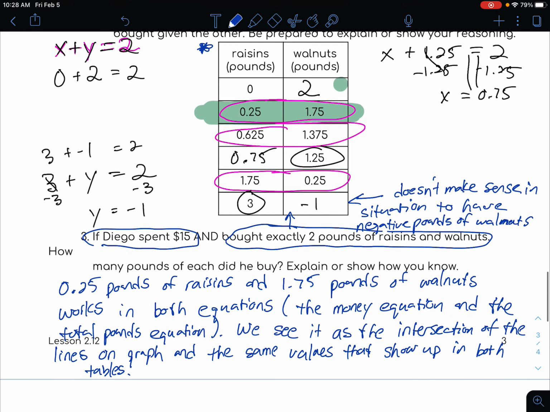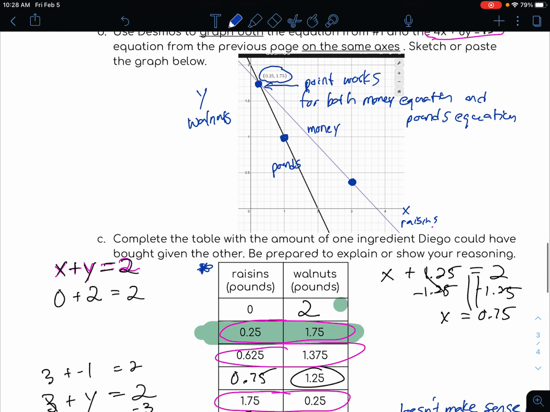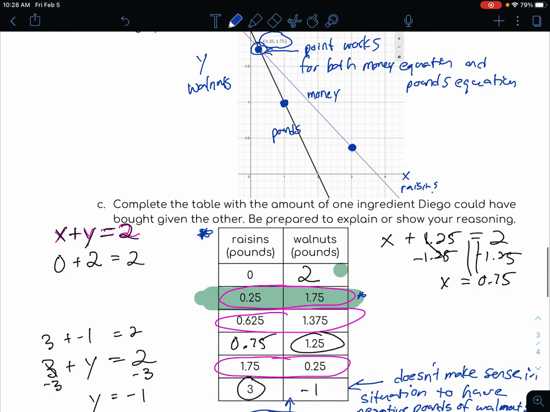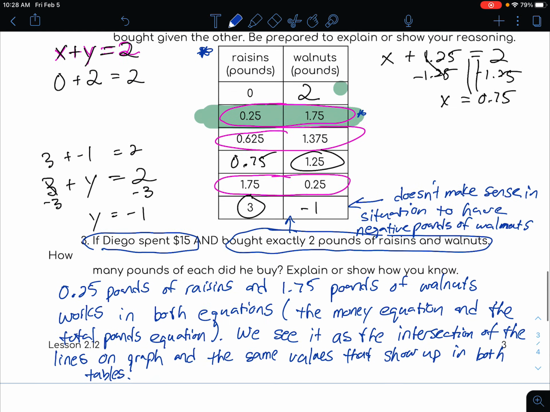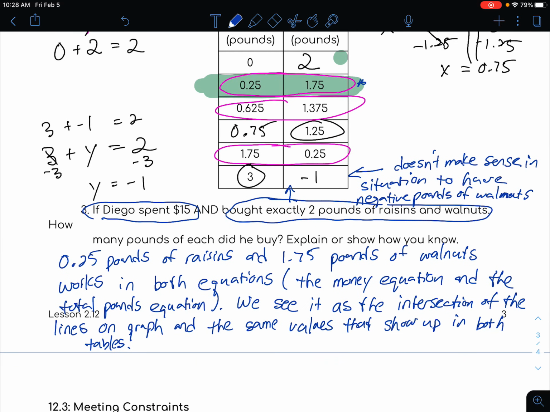But the key is to see it in both places. It works in both. We see it as the intersection point on the graph because it works for both lines, so it's on both lines. And we see it as the values that show up in both of the tables. Congratulations, you have just solved your first system of equations of the year using a graph and a table, the system meaning that we have more than one equation. We have two equations that we need to solve simultaneously together at the same time and find an x and a y value or a combination of values that works on both of them.